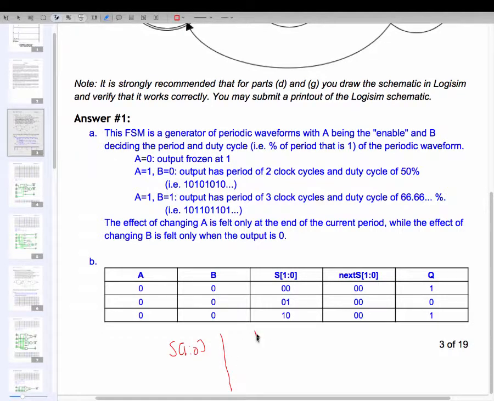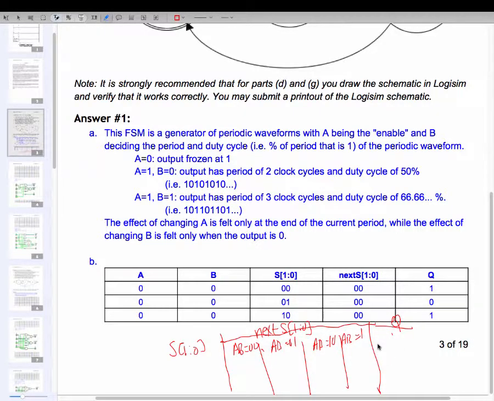I would have next state 1 colon 0, and I would have four combinations: AB equal to 00, AB equal to 01, AB equal to 10, and AB equal to 11. So I would have drawn next state like that, and then finally I would have a Q to that. So I could have drawn it that way also.